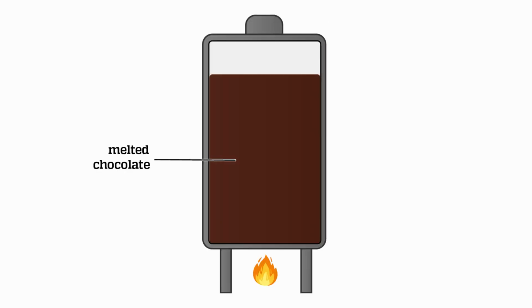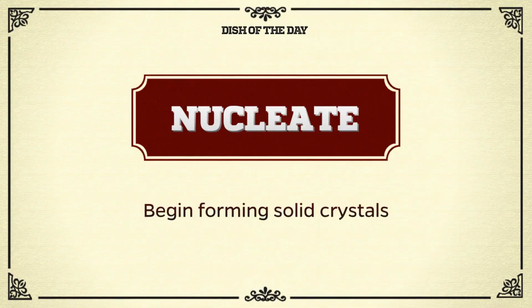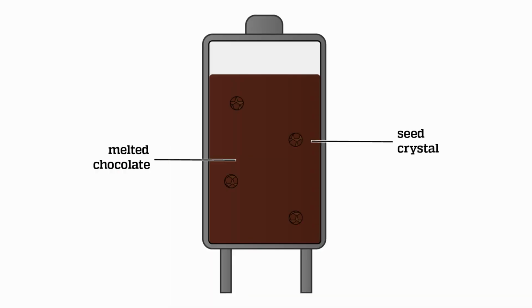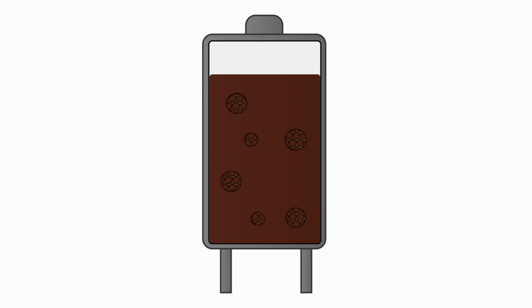To make these chocolate bars in the factory, all of the ingredients are first melted down in a big tank because liquid chocolate can be molded into different shapes. Then the molten chocolate is carefully cooled, during which the cocoa butter starts to nucleate, or begins to form crystals. These little crystals that form are also called seed crystals. Just like a small seed grows into a larger plant, these little seed crystals grow into larger crystals.